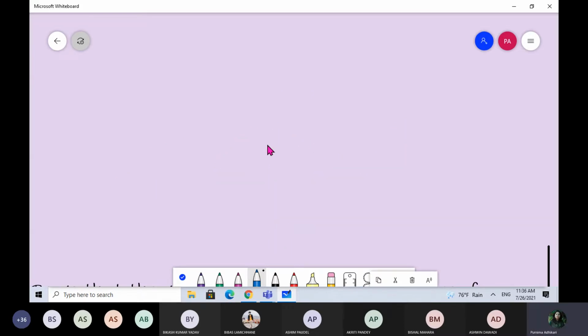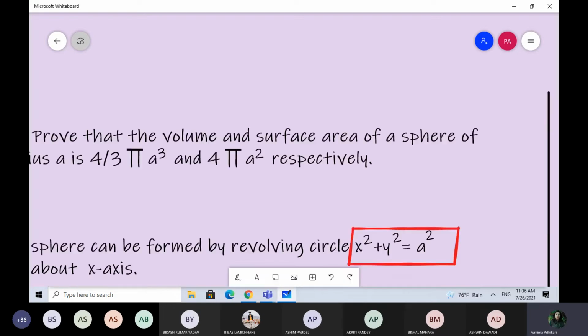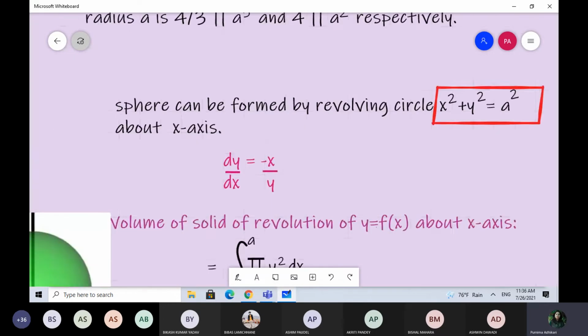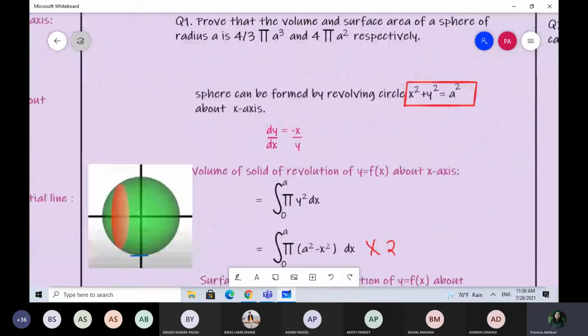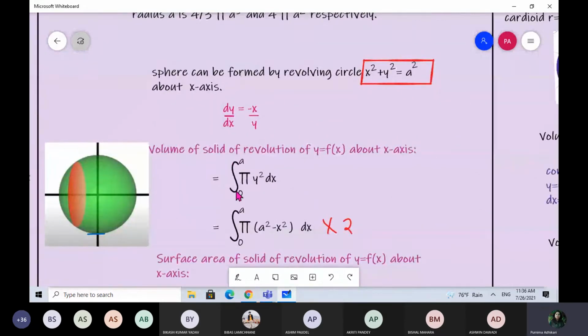So yeah, we have decided limits of integration. The rest is just applying the formula, right? So the main thing is to decide your limits of integration carefully. Okay, so you have decided your limits of integration as 0 to a. Pi y square dx will give you your volume. For volume, replace y square simply with a square minus x square and multiply your result by 2. Okay, multiply your result by 2, putting a square minus x square in place of y square.